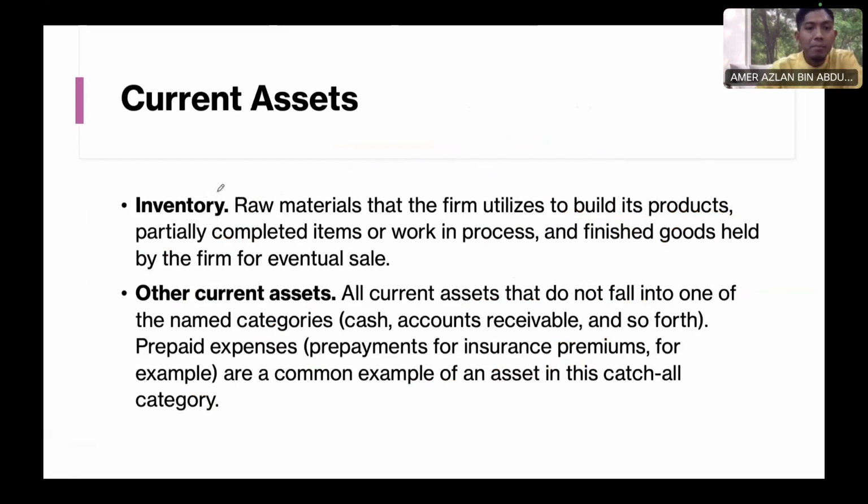Next type of current asset is inventory. Inventory refers to raw materials that the firm utilized to build their products, partially completed items or work in process, and finished goods held by the firm for eventual sale. So it's a raw material, let's say, if you open a bakery, what are your raw materials?